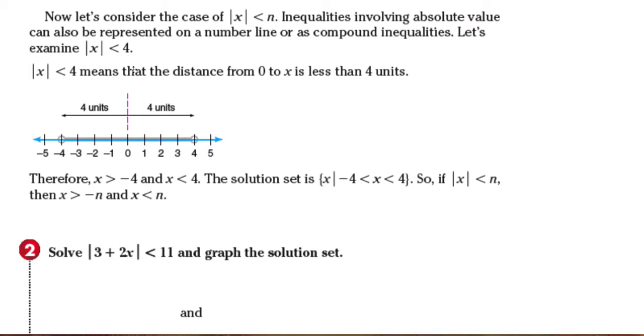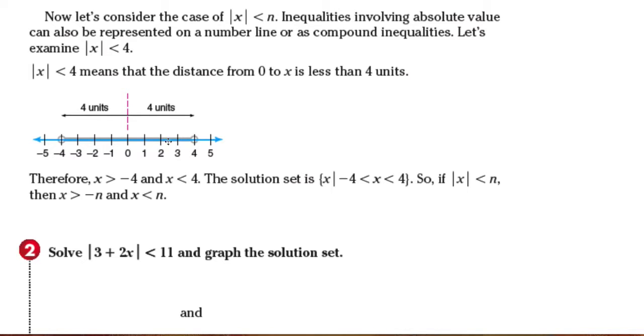Okay, so in the first scenario, we have the absolute value of x less than or equal to 4. This time it's going to be less than 4. What does that mean? So it simply means that when you say the absolute value of x is less than 4, the distance from 0 to x is less than 4 units. Remember, when it was the absolute value of x is equal to 4, the distance between 0 and x is equal to 4 units. So in this case, it is less than 4 units. Okay, so what do we do? We again start with 0, and from 0 we go 4 units to the right and 4 units to the left.